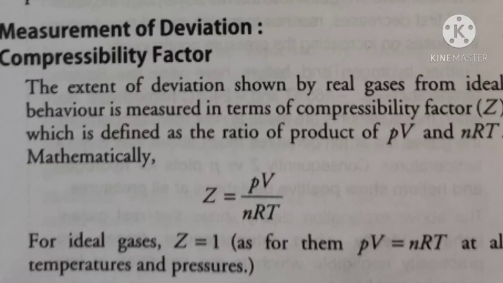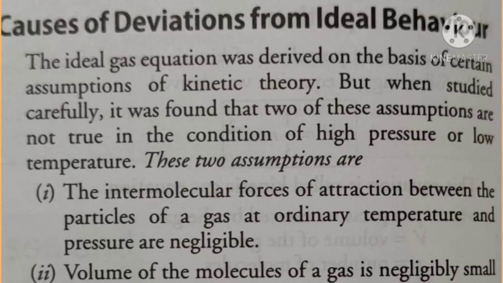The extent of deviation shown by real gases from ideal behavior is measured in terms of compressibility factor Z, which is defined as the ratio of the product PV and nRT. Mathematically, Z is equal to PV upon nRT. For ideal gases, Z is equal to 1, as for them PV is equal to nRT at all temperature and pressure. Now we'll study the cause of deviations from ideal behavior.